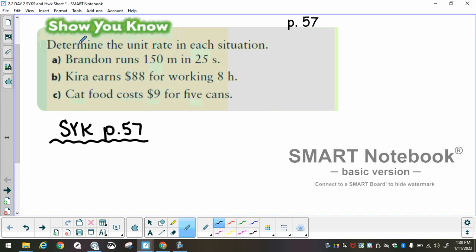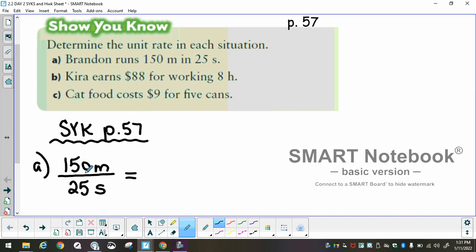Okay, so they want us to determine the unit rate. Unit rate is the rate per one of something, so your denominator becomes a 1. It basically just means you divide these items. In A, we have Brandon, and he runs 150 meters in 25 seconds. So we're going to divide distance by time. Distance always goes on the top, and you have to remember that. So 150 meters divided by 25 seconds.